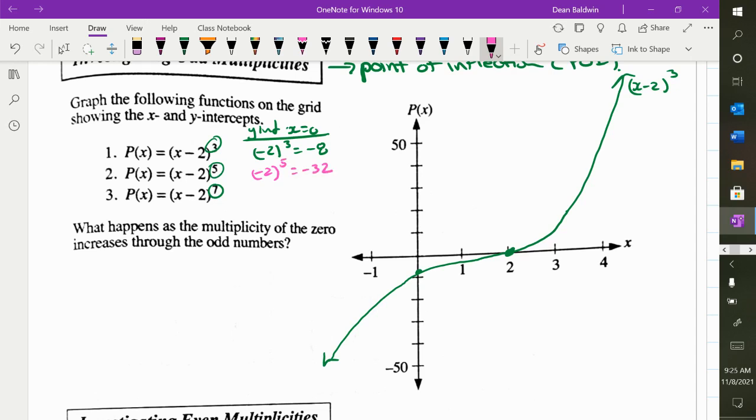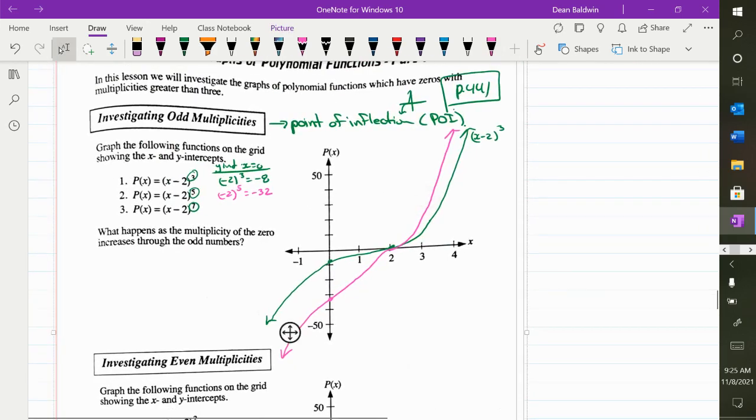So you can see there's negative 32. Now the graph is rising and falling faster. These are really bad graphs, but let's see yours. X minus 2 to the 5th. And what do you think happens to the 7th power? It's just more vertical, right? That's all. I'm not going to draw it.